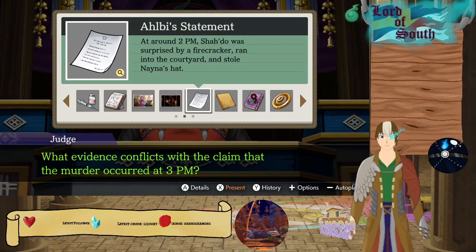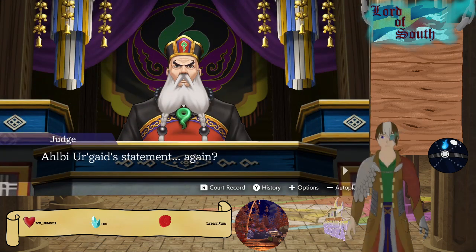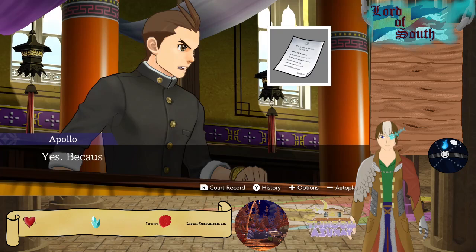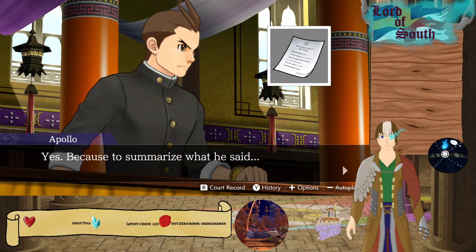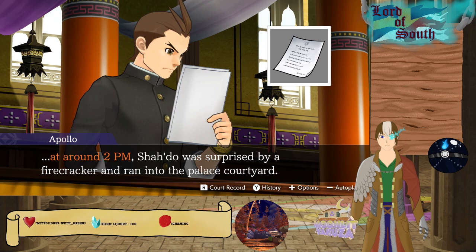Easy. The only thing that explains the time, the event, and everything. At 2 o'clock, Shadow was surprised by a firecracker. Take that! I'll have your guide state it again. Yes, again. Because to summarize what he said, at around 2 p.m., Shadow was surprised by a firecracker and ran into the palace courtyard.